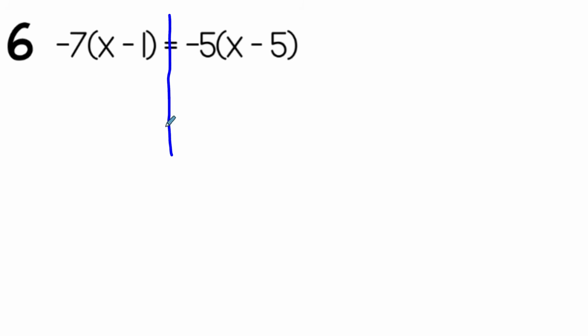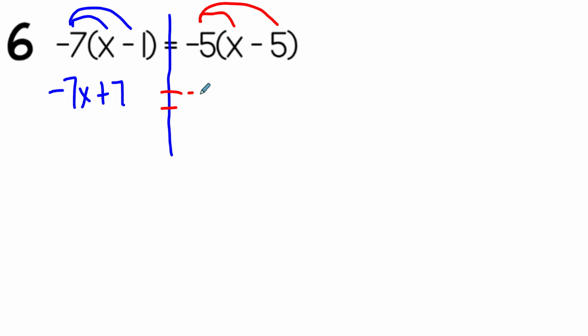So we're going to do our check again, looking just at the left side. Are there any parentheses? Yes. So that means we're going to distribute. Negative 7x. Negative 7 times negative 1 is positive 7. Now we're going to do the check on the right side of the equation. Are there any parentheses? Yes. So we're going to go ahead and distribute. We get negative 5x. A negative 5 times a negative 5 is a positive 25.